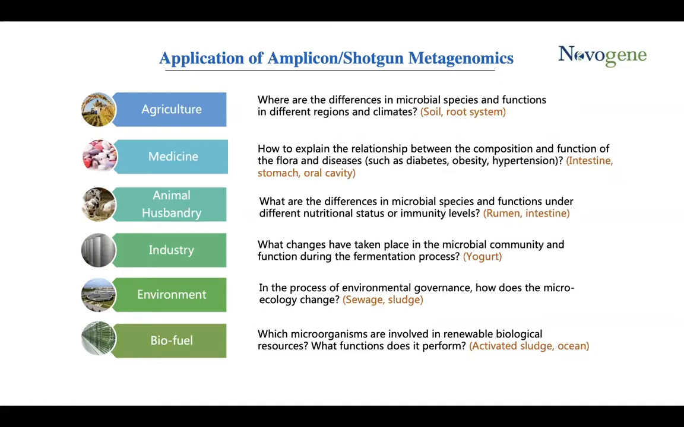In animal husbandry, we would focus on studying the microbial diversity and functions under the different nutrition status on their immunity levels. The samples are often from animal rumen or intestine. And also Amplicon and shotgun metagenomic sequencing can be applied in fermentation industry, the environmental governance, and the biofuel research in ocean and activated sludge.